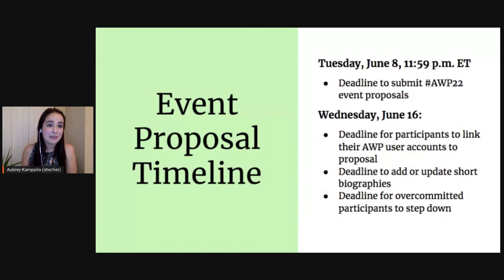If they're not able to link by the deadline, the proposal will be sent to the subcommittee incomplete, and it might affect the score that the subcommittee gives it. So definitely make sure that all of your participants have linked to the proposal, and if they didn't receive the email to link, you can either resend it to them from your own My Events page, or you can reach out to me at events@awpwriter.org, and I would be happy to help with the linking process.